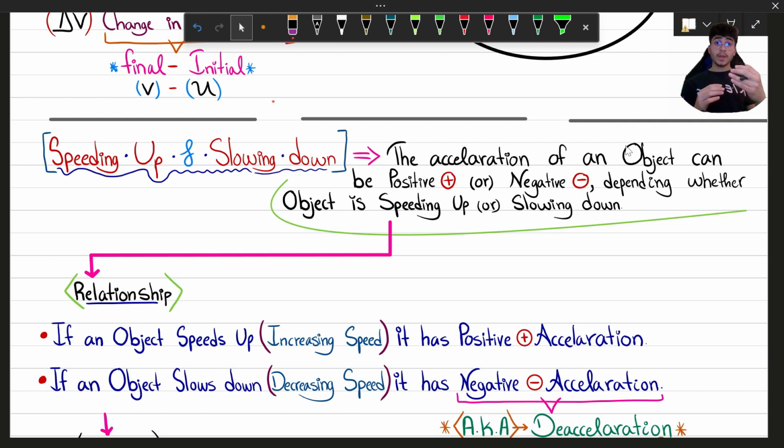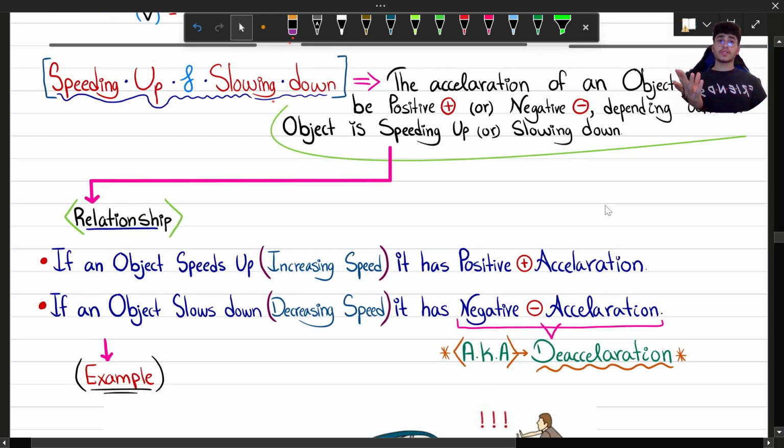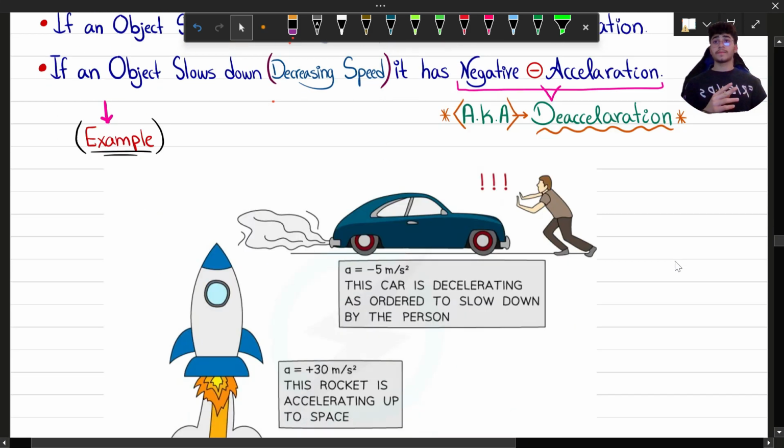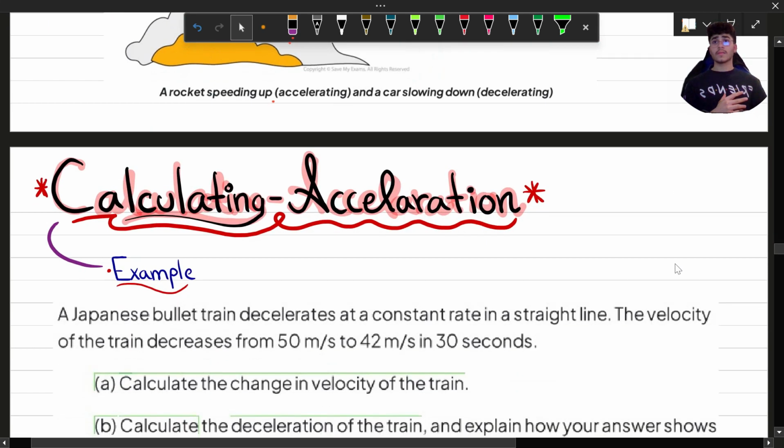If an object speeds up, it's increasing speed. It means it's increasing its velocity. This means it has positive acceleration. If an object is slowing down, it is decreasing speed, it means it has negative velocity and negative acceleration. Negative acceleration is also known as deceleration.